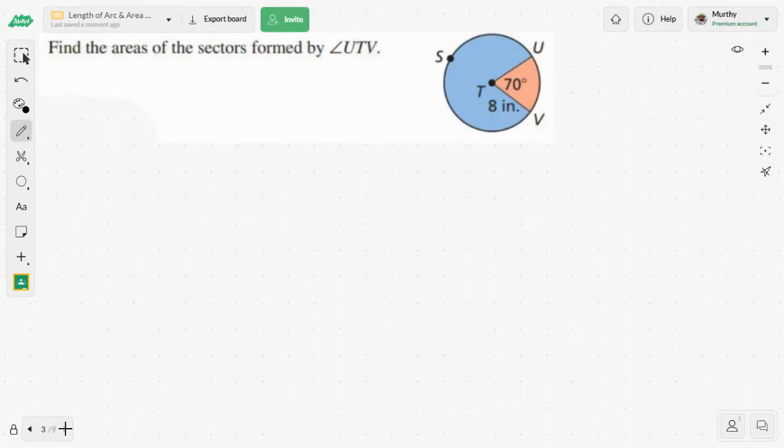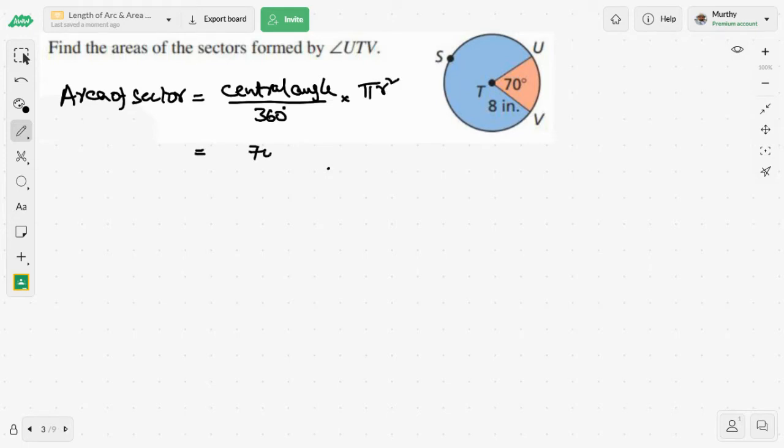Find the area of the sector formed by UTV. My bad, here it is. UTV. Oh, right. So this is really looking tricky. Because if I'm in a hurry, then quickly I write that area of sector equals, I always prefer to write the condition, that is the central angle over 360 degrees times pi times radius square. So the central angle is 70 degrees over 360 degrees times pi is 3.14 times radius is 8 inches, so 8 square. Then I may take a calculator and quickly compute the value. But it is not the correct answer.